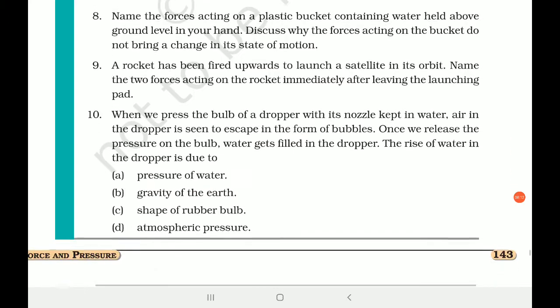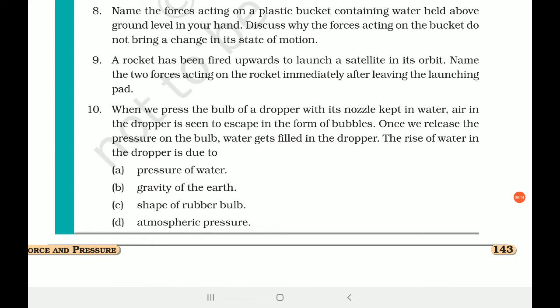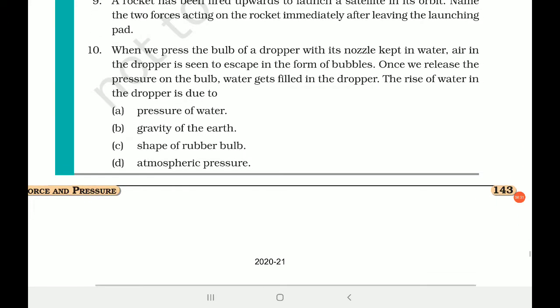A rocket has been fired upward to launch a satellite in its orbit. Name the two forces acting on the rocket immediately after leaving the launching pad. I told you already, whenever any object is in the atmosphere, two forces are always acting. One is friction of the air, and second is gravitation. So the same answer applies here.